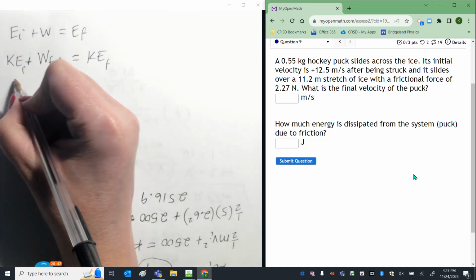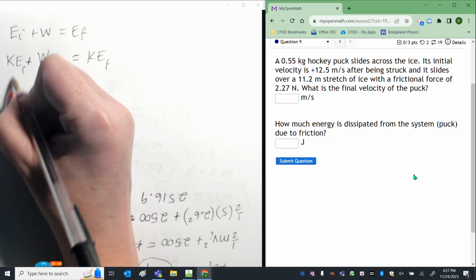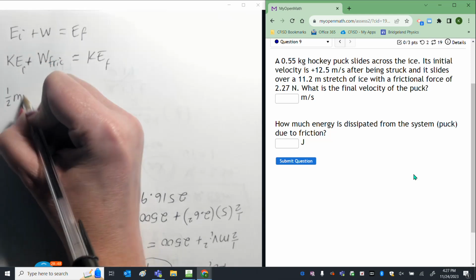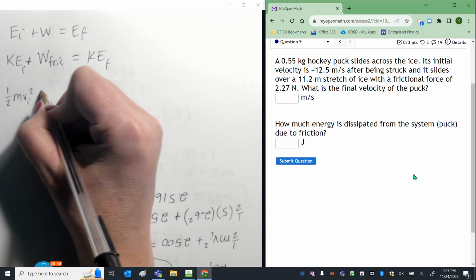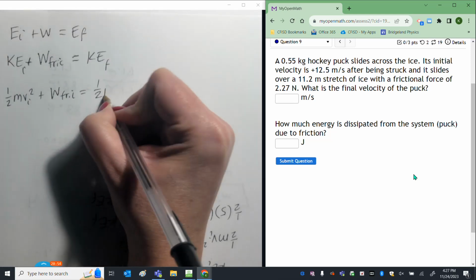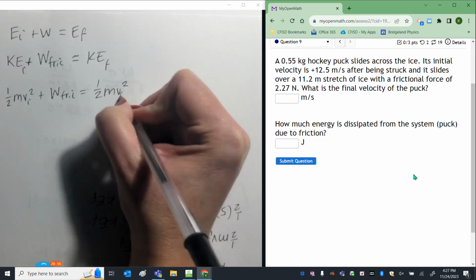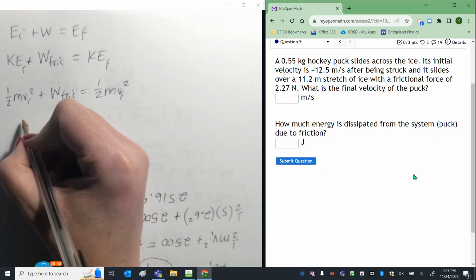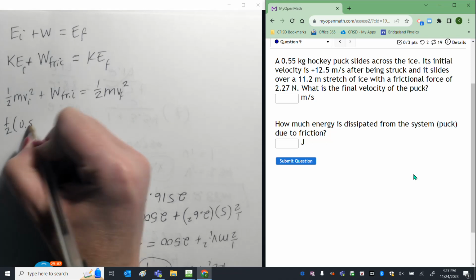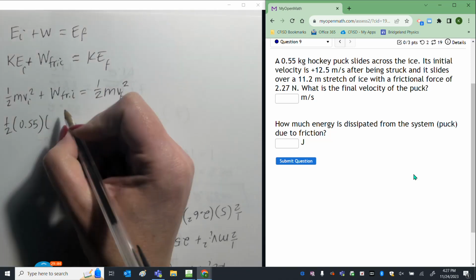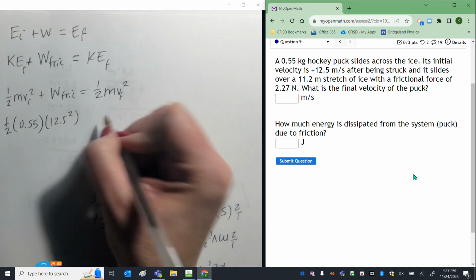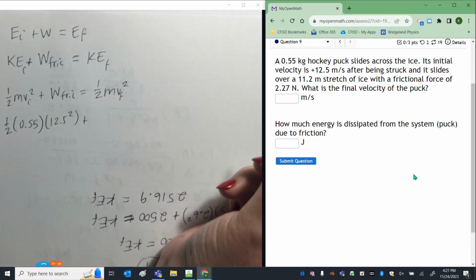Again, we don't have the values for kinetic energy, so we need to substitute in the variables for KE. KE is equal to 1/2 mv squared, plus that work done by friction equals 1/2 mv squared at the end. Okay, so substituting in 1/2, the mass is 0.55. The initial velocity of the puck is 12.5 meters per second. We got to square that, plus the work done by friction.